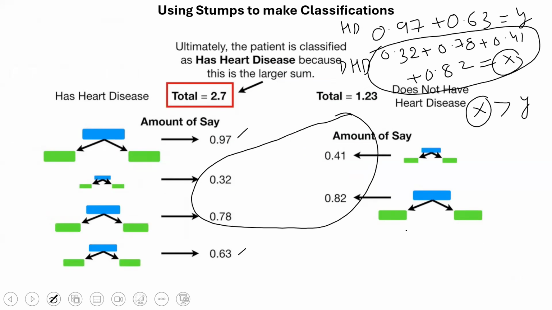If it is a binary classification, you calculate the summation of the amount of says of all the stumps which said yes, and the summation of all the stumps which said no, and compare them. Whichever has the highest amount of say, the new record will fall into that particular category. So that is how the boosting technique actually works, and AdaBoost is one such algorithm.